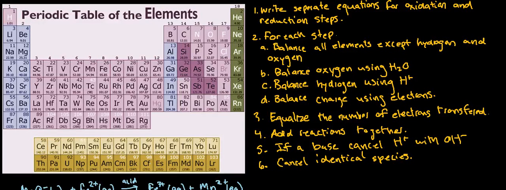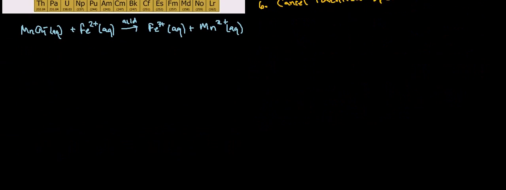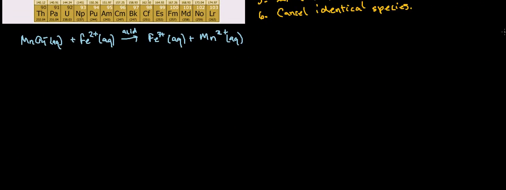Going to go over the methods for balancing oxidation-reduction reactions in an aqueous environment. This is only for an aqueous environment. If this is taking place in some other environment, then this will not apply. And here is a sample oxidation-reduction reaction. Permanganate reacting with iron to give iron ions aqueous and manganese ions aqueous.